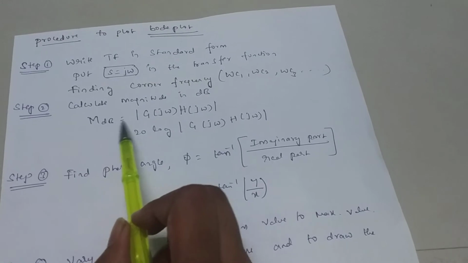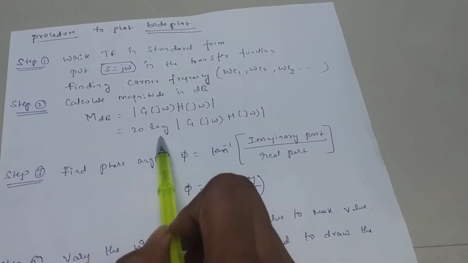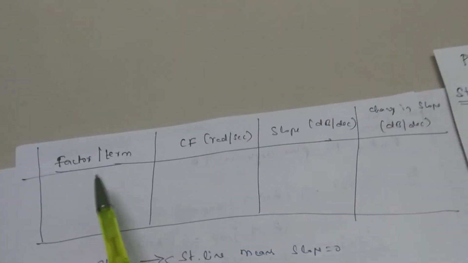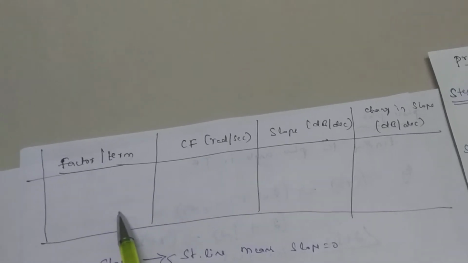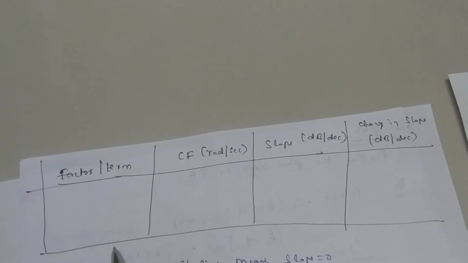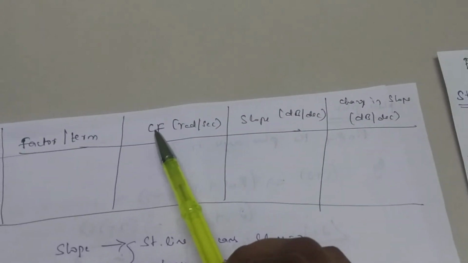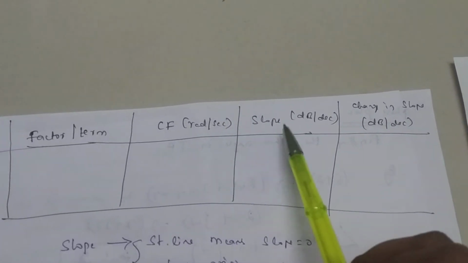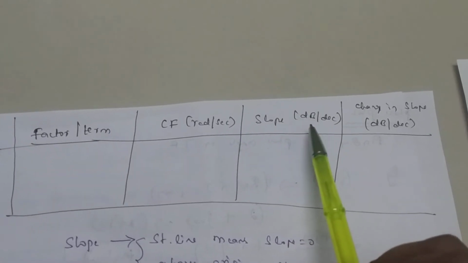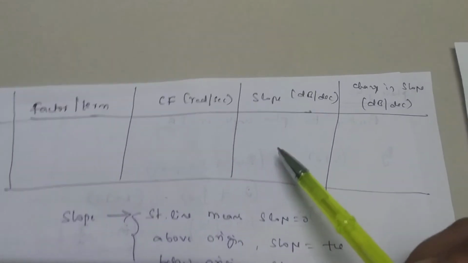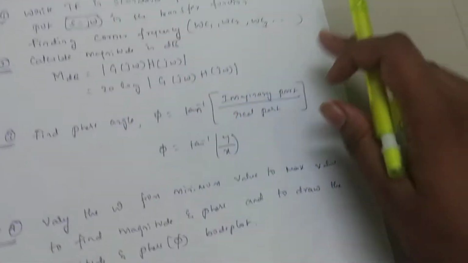So how do we calculate the magnitude in dB? For this we have a tabular column. What is the tabular column? For calculating the magnitude, we have to write the terms here, whatever they have given in the standard form of the transfer function. Similarly, this column is the corner frequency, CF in radians per second. The slope we write in decibel per decade, and the change in slope is also in decibel per decade. I'll explain this once I take a problem. Okay, so that is the magnitude form.